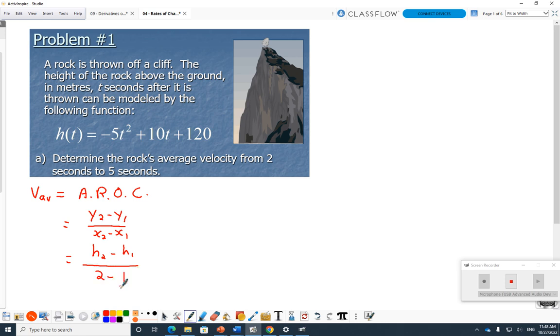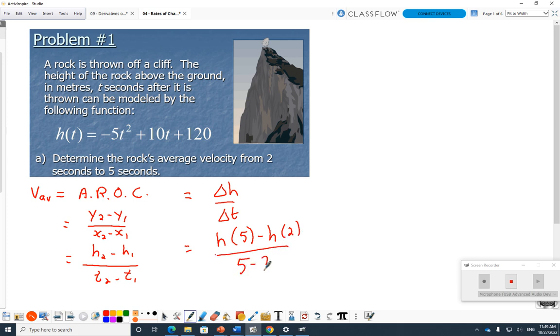t2 minus t1. Or maybe you're thinking delta h over delta t. That's what I'm doing, delta h over delta t. These things are all true. You should write all of them for the note today. When you go to do the homework, you don't have to write all of these. Maybe the best of the bunch is this one: find the height at 5 seconds, subtract the height at 2 seconds, over 5 minus 2.